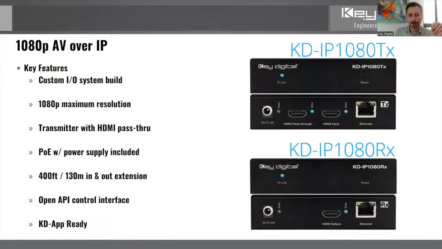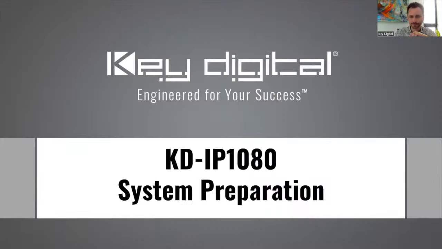They are all PoE powered, but they also have a power connection and include a power supply in the box, which you can use if you're not using a PoE network switch. Here we are, 130 meters in and out of the network switch. So you could actually achieve 800 feet or 260 meters with the network switch in the middle with these products. There's an open API for controlling this that is very, very simple, as we'll show you. And it's all KD app ready as well, which is our free iOS app for controlling the system. So that's a quick look at the product.